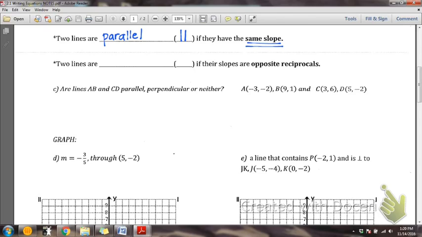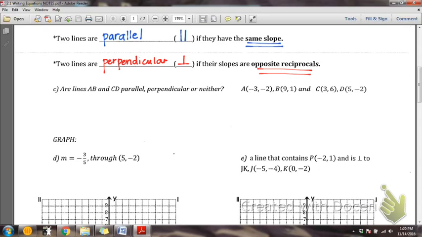Okay, we also have another word that says two lines are perpendicular. And the symbol for perpendicular, do you guys remember from yesterday's notes or from Thursday? It's an upside down T. This is the symbol for perpendicular. Two lines are perpendicular if their slopes are opposite reciprocals. So you need to write slopes are opposite reciprocals for perpendicular lines. I would also write the symbol in my box.